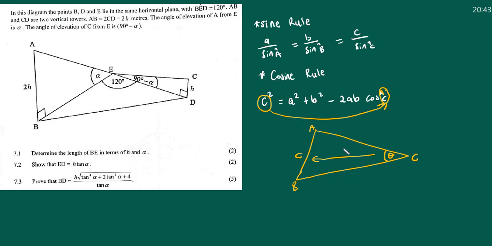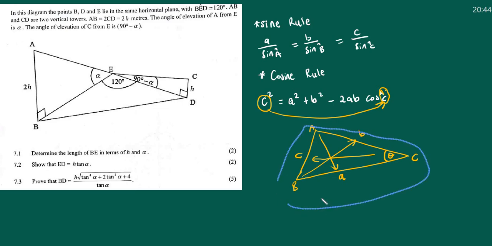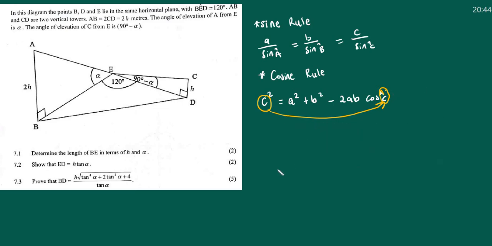Then a and b will be the remaining sides. So a would be this one, b would be this one, so it will be AC and then BC. You must remember that. That is the cosine rule, that's how we're going to write it, and we will see these things in application in just a second.